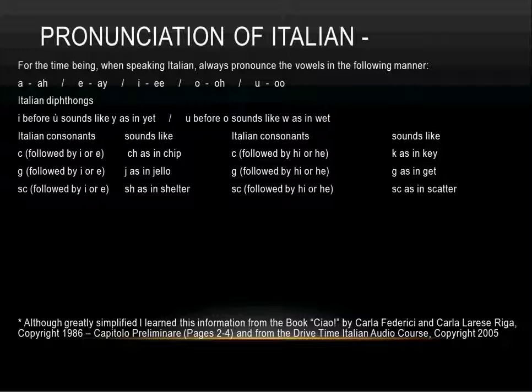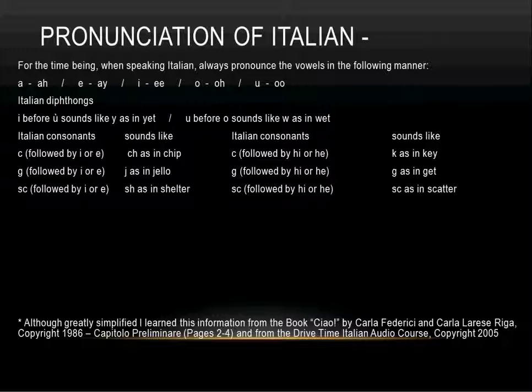One more situation that follows the same rule is SC. In English, we would always pronounce that sk, like scat or school. However, in Italian, if the C, when it's followed by I or an E, sounds like a CH as in chip, then it only stands to reason that SC followed by I or E sounds like SH as in shelter or ship. For instance, the word SCENDERE is scendere.